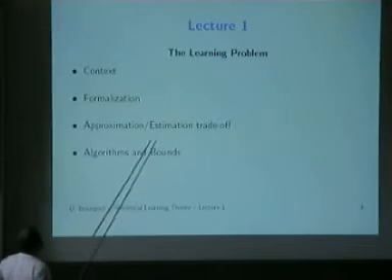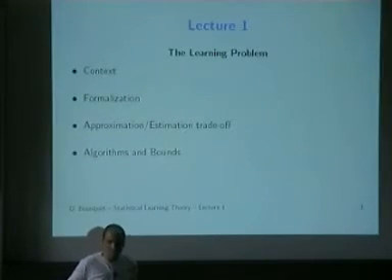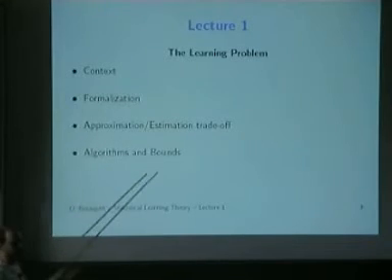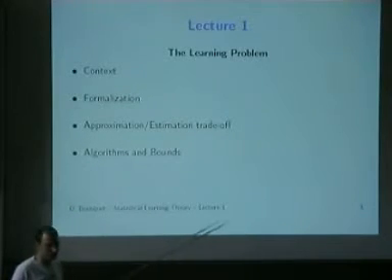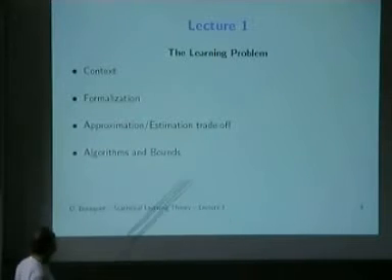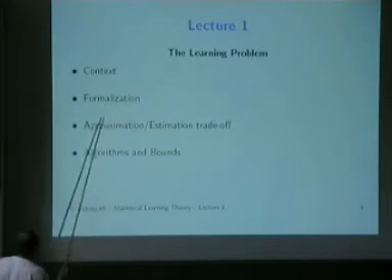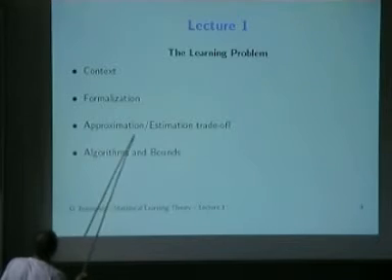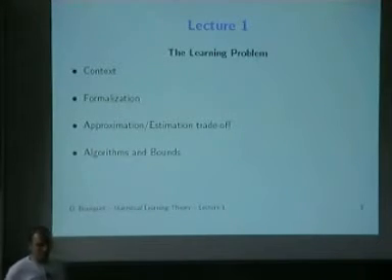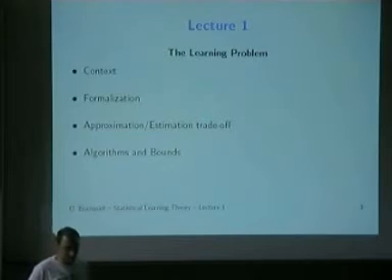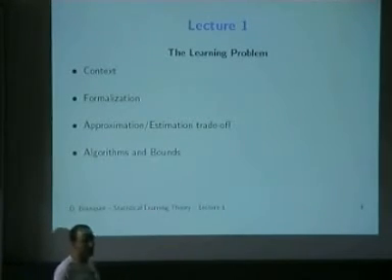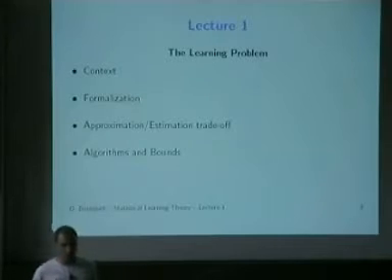Lecture 1, we will introduce what the learning problem is. We'll start by talking about the context. That will be again the same kind of slides that you have seen in all the previous lectures. Then I'll try to formalize it a little bit, and again tell you about this approximation-estimation trade-off. So you will see almost the same slides again, and then finally get to what the bounds are and what kind of bounds we're interested in.